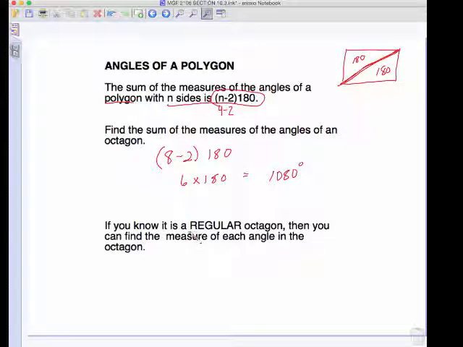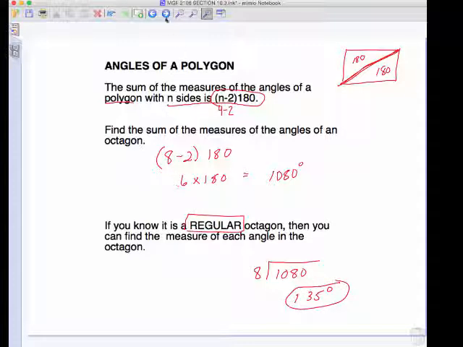If you know it happens to be a regular octagon, which is where all the sides and all the angles are equal, then you can find the measure of each angle in the octagon by dividing. If you divide 8 into 1080, you will get 135 degrees for each angle of the octagon.